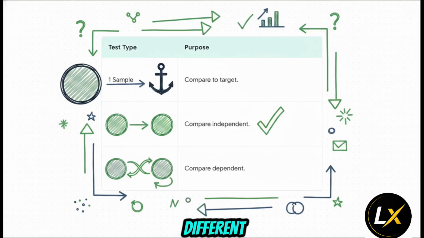We've got a few different tools in the box, depending on what we need. A one-sample t-test compares your sample average to a historical target. A paired t-test looks at 2 dependent samples. But for this explainer, we're zooming in on the 2-sample t-test. It is perfectly designed for comparing 2 completely independent groups to see if they are genuinely different.